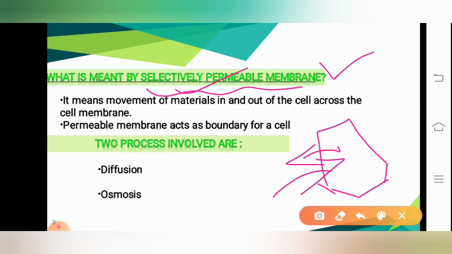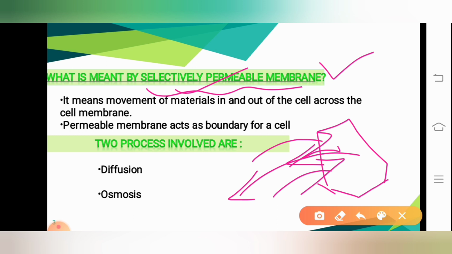Now you may have a question. I said that things are moving in and out, correct? Then how does this selectively permeable membrane, or the plasma membrane, allow things to enter inside or exit outside? The things are going in and out, correct? But how is it going in and out?